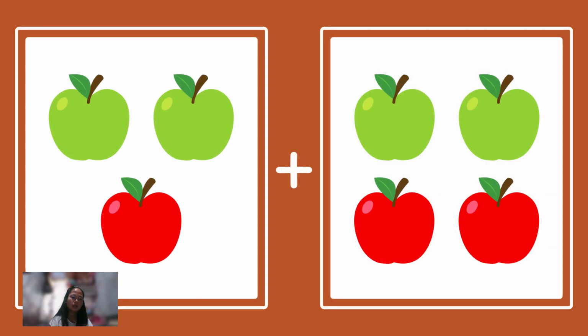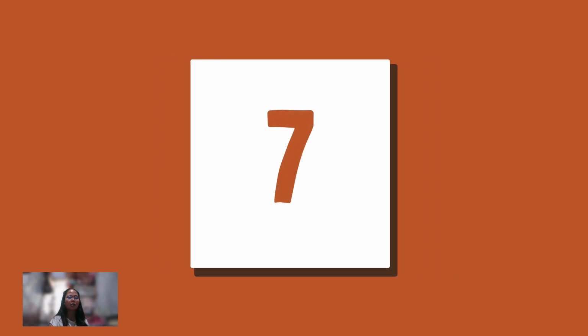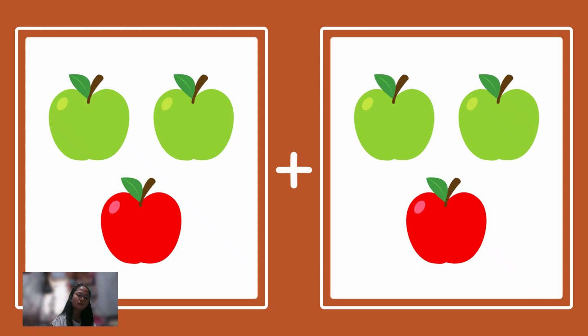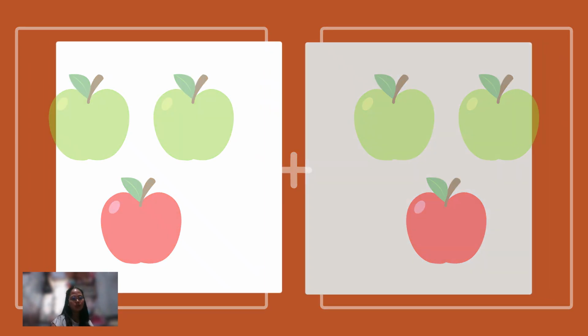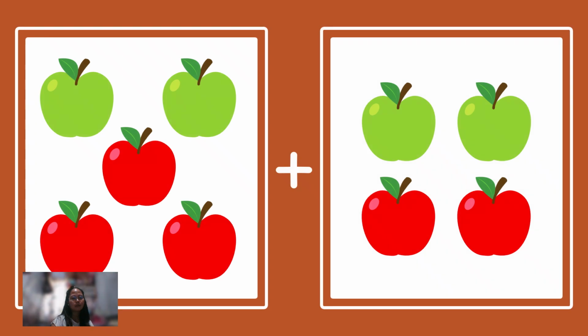Another example. You have 3 apples and 4 apples. How many apples in total? That is 7. Very good. Another example. 3 plus 3, that is 6. Good. And now another. You got 5 apples and 4 apples. You put this one together, the total is 9.